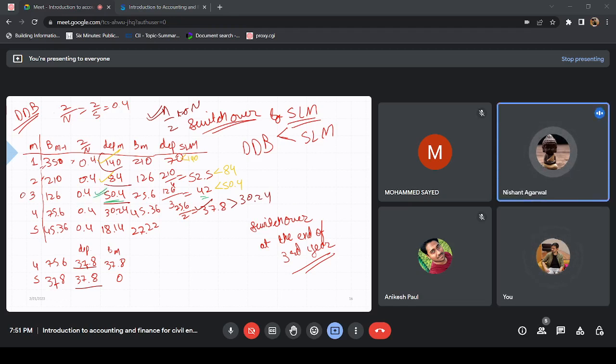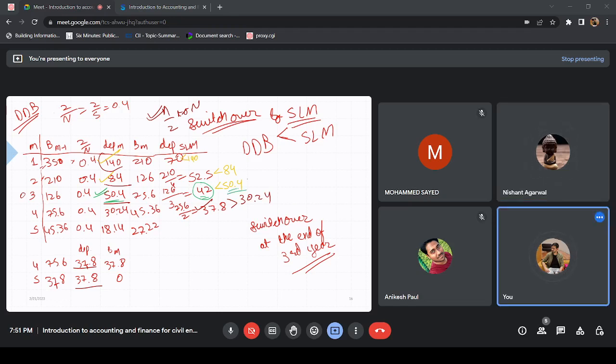Why can't we switch over on this step only? Because our depreciation by SLM is less than DDB. See, we saw in taxes also that if you have more value of depreciation, you will get better tax benefit, right? So what we are looking for is that our depreciation should be on the higher side. So here in this case, at the end of third year, we are getting more depreciation by double declining balance method and less by SLM, so we will be moving forward with DDB.